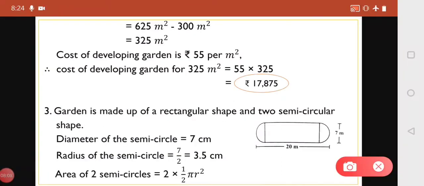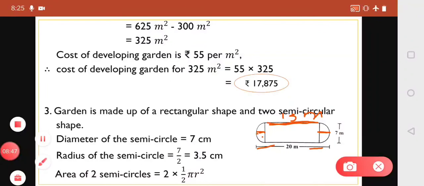You can see in the figure, dear students, that here the whole length is given as 20 meter. Now our radius, this radius we have found out is 3.5, and 3.5 on this side. Both the sides it is 3.5, 3.5, that comes to 7. So from this total length of 20, we have to subtract this length also and this length also. So 20 minus 3.5 plus 3.5. So this length of the rectangle will be 13 meter. Yes, so we get the length of the rectangle as 13 meter.